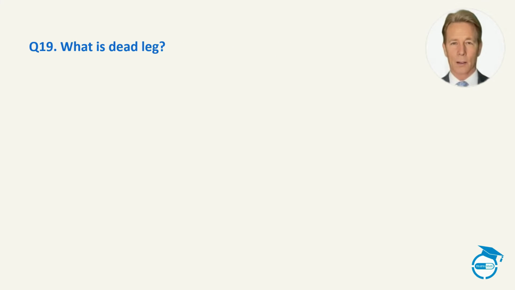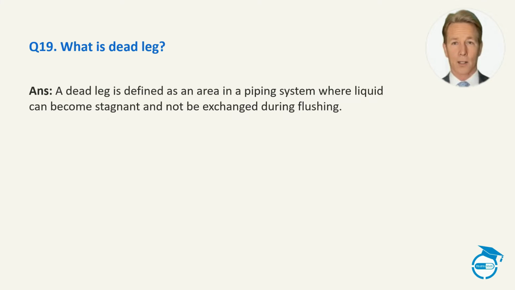What is a dead leg? A dead leg is defined as an area in a piping system where liquid can become stagnant and not be exchanged during flushing.